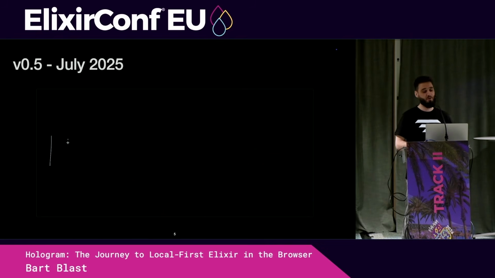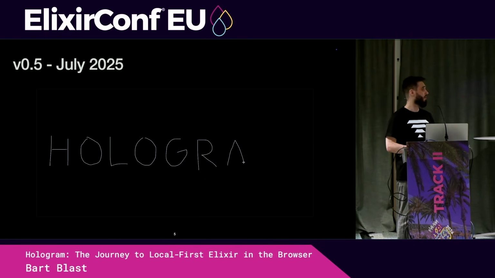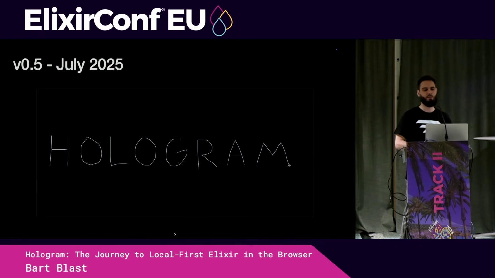Last summer, I shipped version 0.5. The headline was performance. I rewrote the bitstring implementation in Hologram's client-side Elixir runtime from scratch and got a 50 times rendering speedup. That's what makes smooth pointer move events like this possible in this SVG drawing demo. Version 0.5 also brought expanded DOM event support, sessions and cookies, live reload, and much faster incremental compilation.